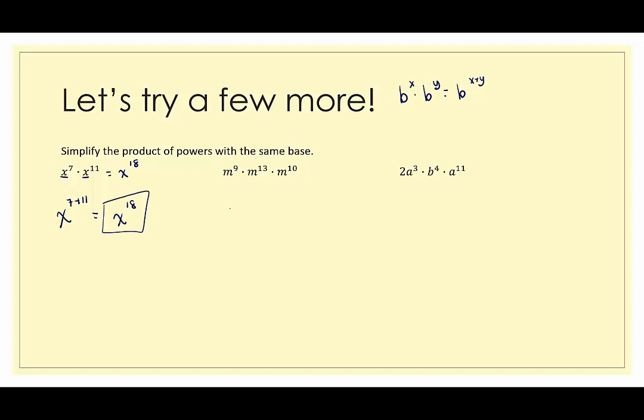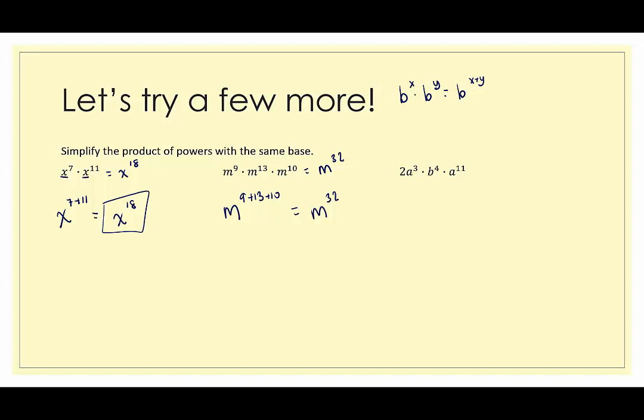In the middle, we have m to the 9th times m to the 13th times m to the 10th. Since they all have the same base, we can apply the same base property where we add the exponents. So we can write this as m to the 9 plus 13 plus 10 power, and that would be m to the 32nd. If we were to expand this and write out all of these factors of m, we would have to write 32 m's total. This shortcut is beautiful.